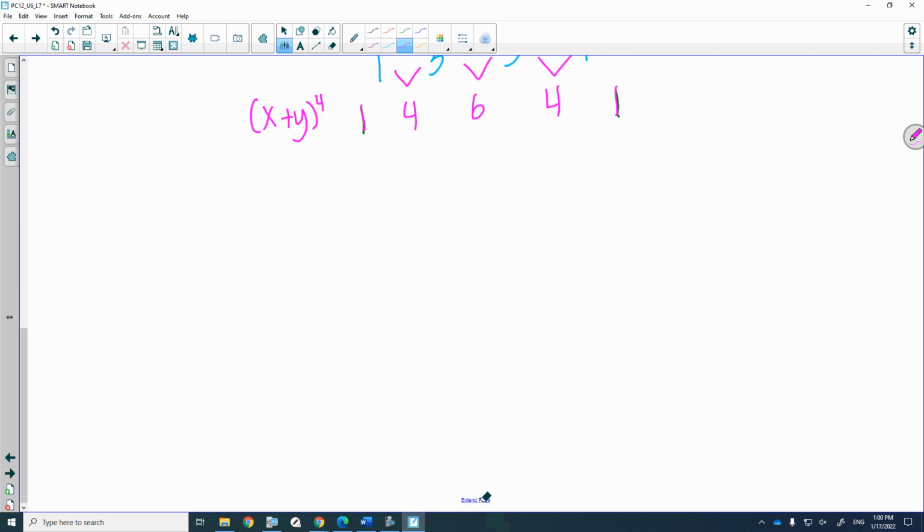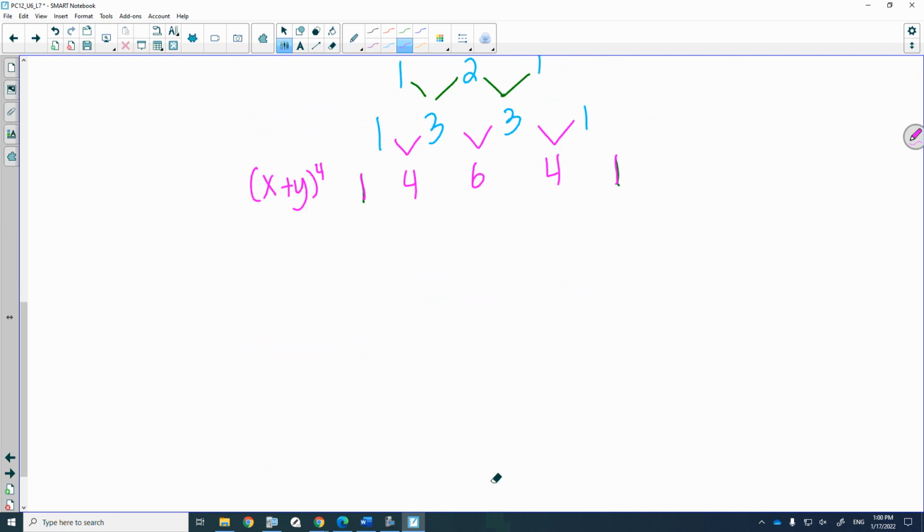What I want you to do is see how quickly you could do x plus y to the power of 5. So we know, first of all, that n is equal to 5. This is our n. So we are going to have 6 terms. Okay. And let's figure out first the coefficients on each term.